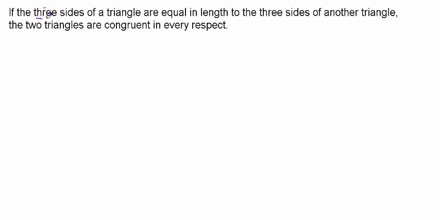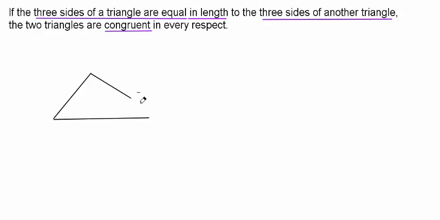If the three sides of a triangle are equal in length to the three sides of another triangle, the two triangles are congruent in every respect. And that, I guess, is pretty obvious. If you have a triangle and you have another triangle with the same exact length of the three sides, then obviously the two triangles are congruent, meaning they are exactly identical to each other. Congruent means the same exact or identical.